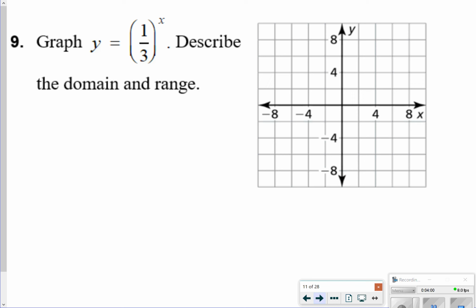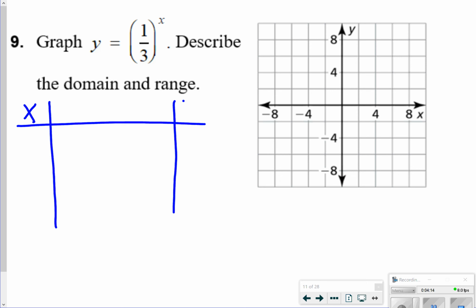For number 9, we're going to graph y is equal to the 1/3 x and describe the domain and range. So the first thing that would help you here is to maybe draw a table, similar to the ones that we had in those guided notes. I'm going to put my x and my y on the ends, and then I'm going to put how to actually work it out here in the middle.